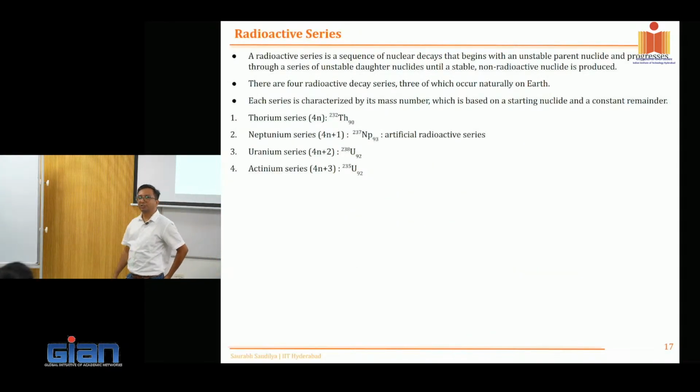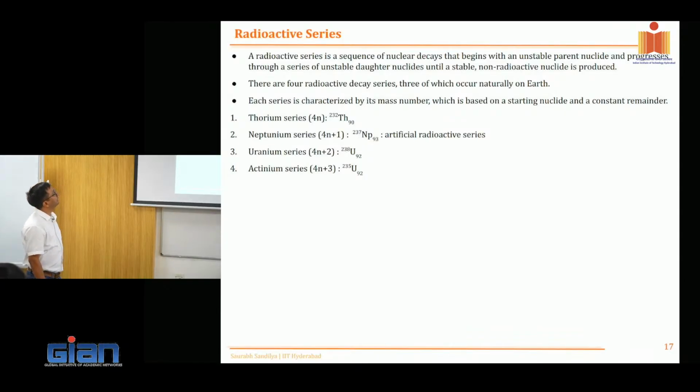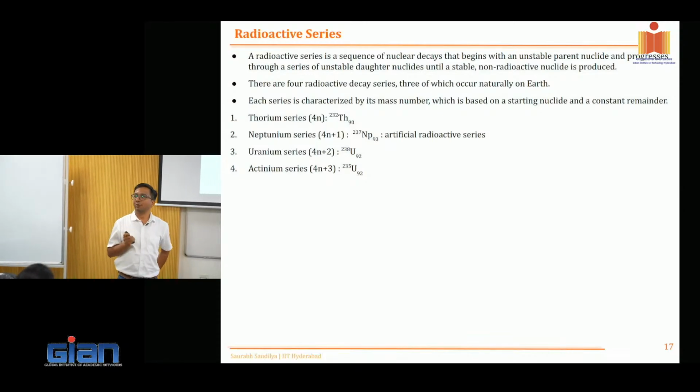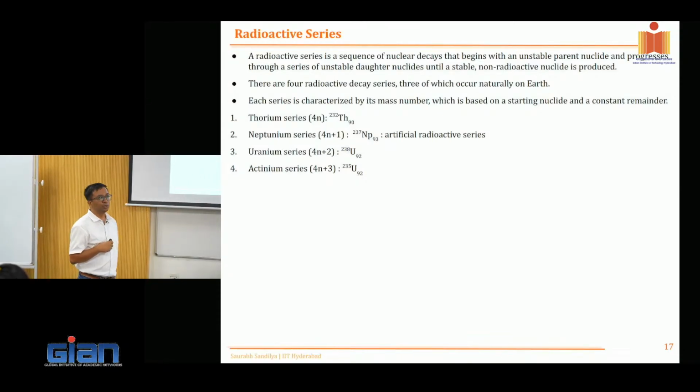So let me fast forward to radioactive decay series. I have to be fast now. In nature there are 4 decay series found. These series are of the form 4n, 4n plus 1, 4n plus 2, 4n plus 3, and each series is characterized by the mass number of the parent. The first one is the thorium series, which is 4n, and the mass number of thorium is 232.